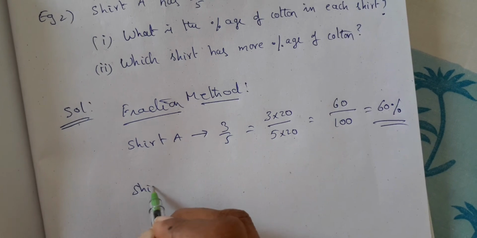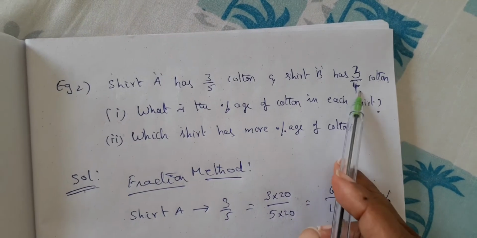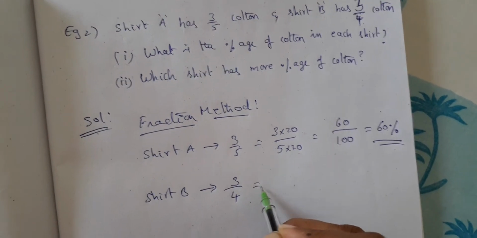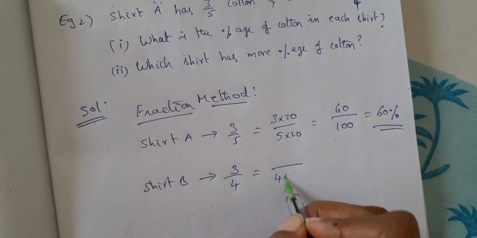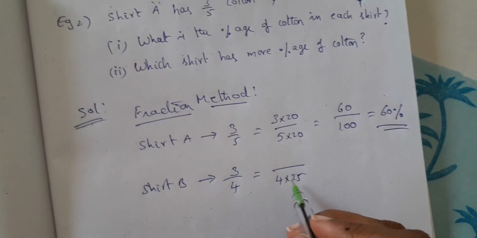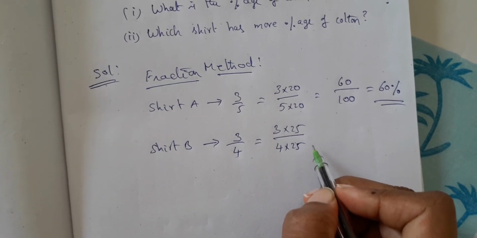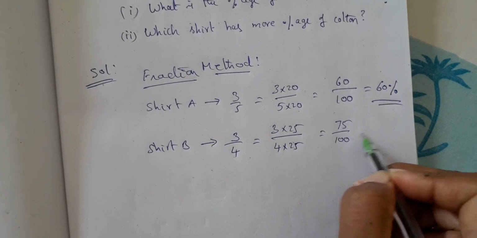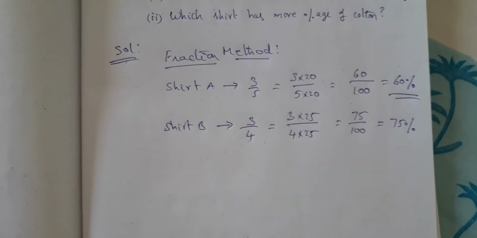Now let us take shirt B. What is given for shirt B? 3 by 4. Now I want to make the denominator into 100. So 4 into 25 becomes 100. So I'll multiply the numerator also with 25. So 3 into 25 is 75 by 100, which means that it is 75%. See how easy it is.